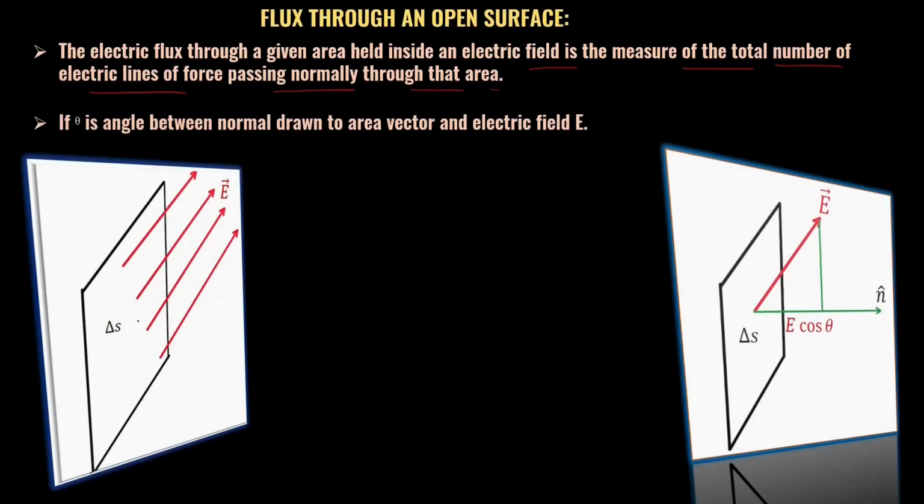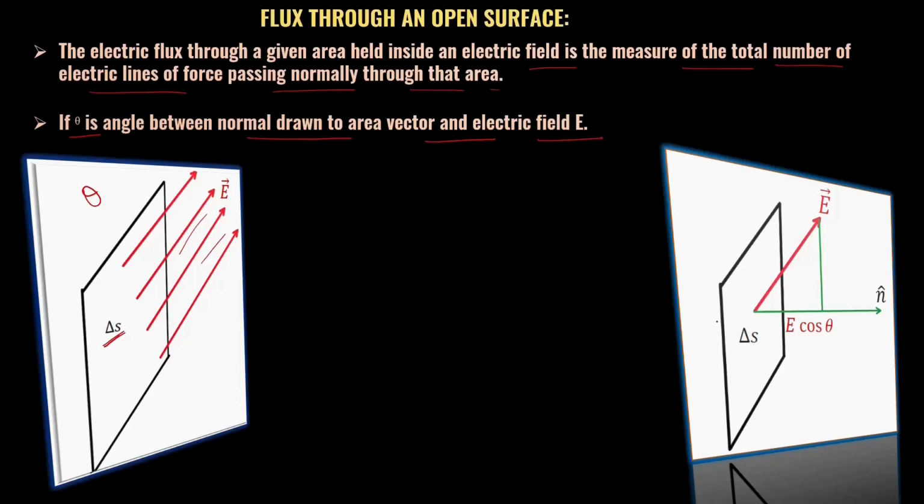Now let us suppose delta S is a given area held in a space and E is the electric field that is crossing this surface at an arbitrary angle theta to it. That means the electric field lines are making an angle theta with the area vector. Theta is the angle between the normal drawn to the area and the electric field. Here the important point to be noted is the angle theta.